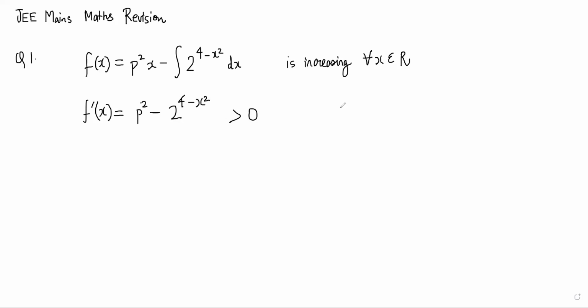So p square should be greater than 16 by 2 power x square for all x, right? The minimum value of this 2 power x square is 1, when x is 0. So can it be less than 1? X square cannot be negative, so it cannot be less than 1, right?